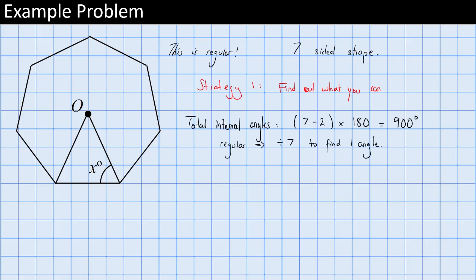Okay? And we can do that because it's a regular shape. All of these angles here are going to be the same. Okay? I'll give them the letter Y. We've not used the letter Y yet. All of these angles will be the same because it's a regular shape. Just as all of these sides are going to be the same because it's a regular shape. Okay? Now, I can't do 900 divided by 7 in my head, so I'm just going to rely on my calculator.